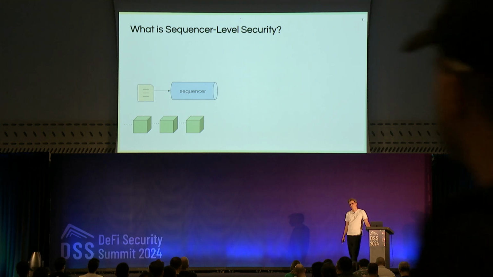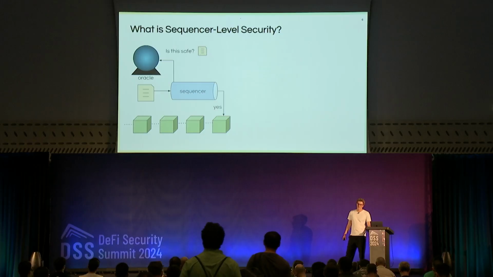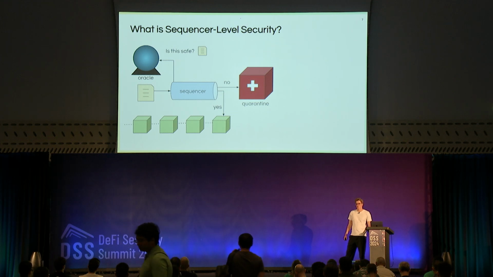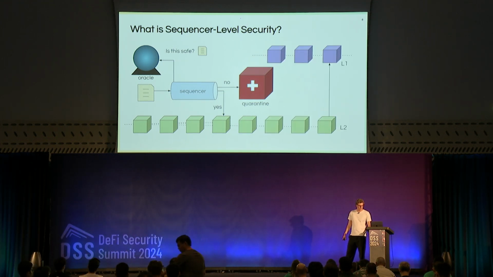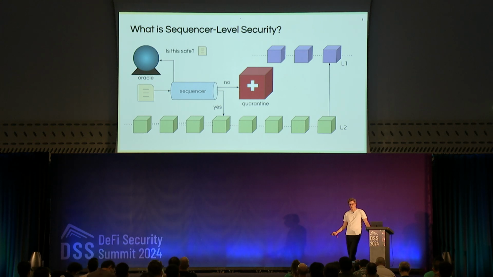With sequencer level security, we take one step back to this step of validation. With the validation at the sequencer, we have an extra step where we make use of an AI-based oracle, which tells us: is this transaction not only valid, is it also safe? If it is safe, yes, we can include it in a layer 2 block. If it's not, we have a new transaction status, called quarantine, for potentially malicious transactions. The rest of the transaction flow is then the same as with a normal rollup. Layer 1 never knows about these quarantined transactions.